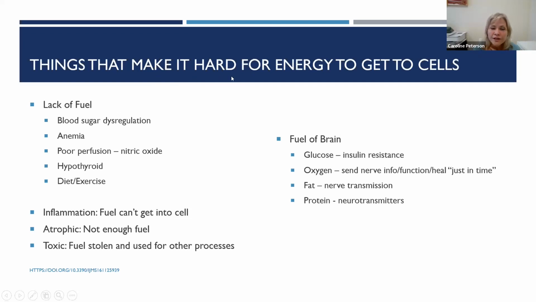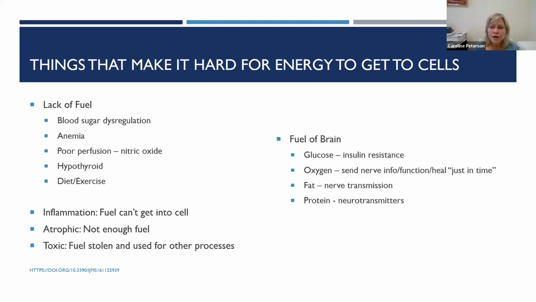So what are the things that make it hard for energy to get into a cell? So we have to make the energy, and then the energy is a fuel, right? Then we have to actually be able to use the fuel. So the fuels for the brain are primarily glucose, oxygen, fat, and protein.